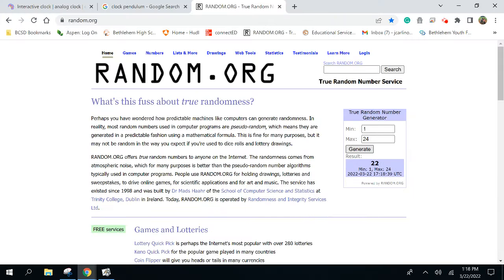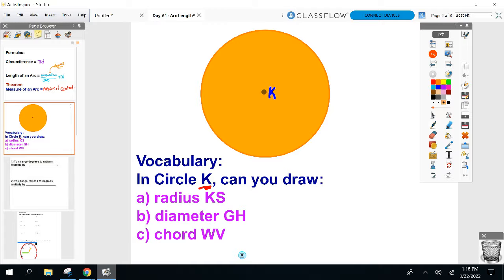I'm making it difficult for you. On the circle. Just say on the circle. Okay? Radius has got to come from the center to a point on the circle.